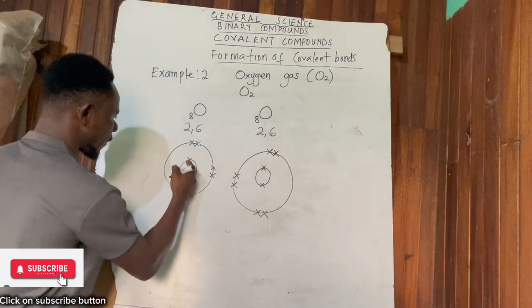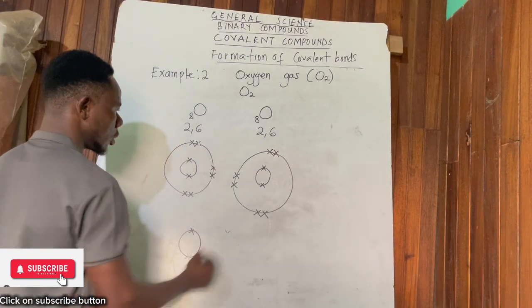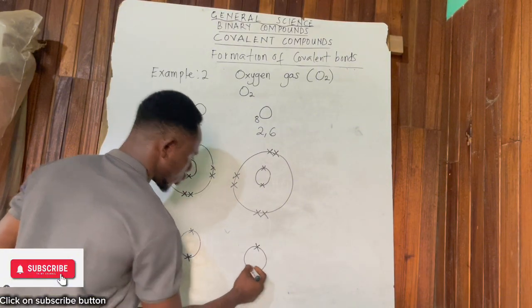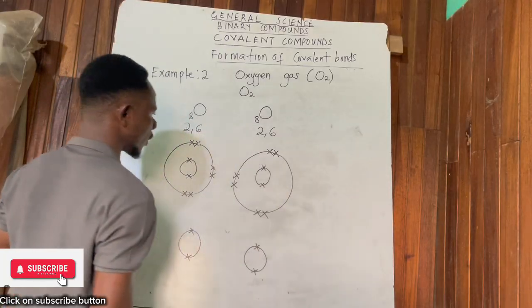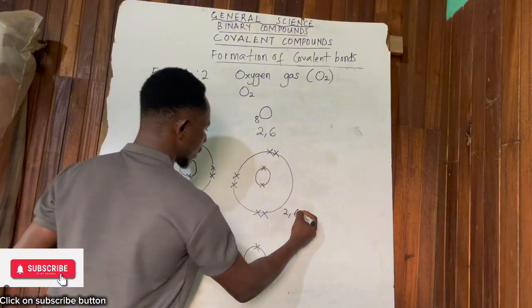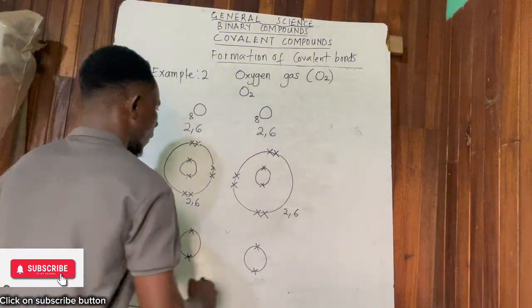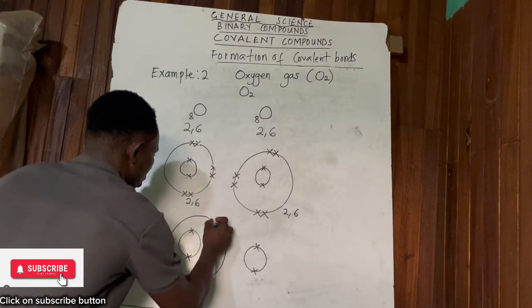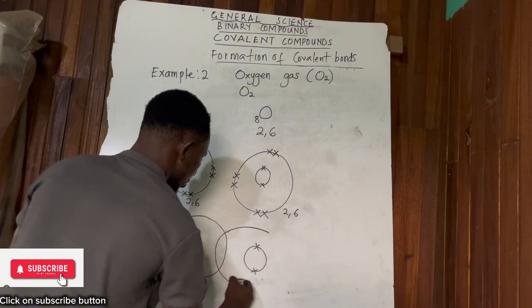So let me draw the first 2. This is 1, 2. Let me also draw this 1, 2. So this one is for this and this one is for this. First of all, let me write this, which is 2 and 6 here. 2 and 6. You can choose not to write it. Then here. Now they are going to join like this.